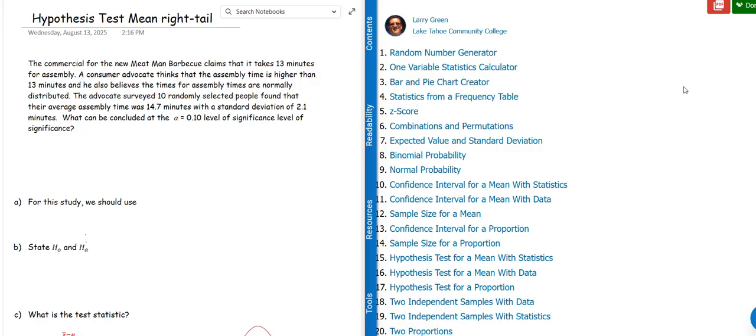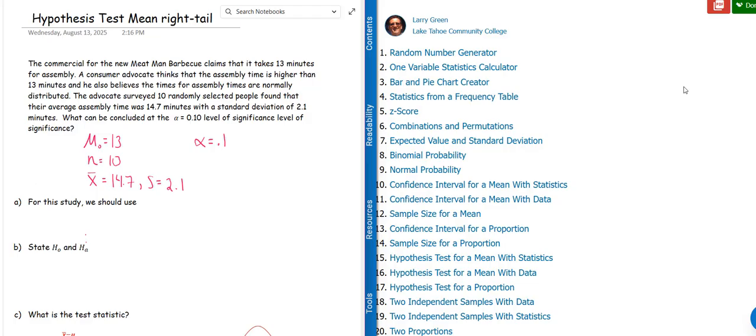The advocate surveyed 10 randomly selected people and found that their average assembly time was 14.7 minutes, with a standard deviation of 2.1 minutes. What can be concluded at the alpha equal 0.1 significance level? Let's write down what we know. We're given that the claimed mean for assembly time, that's mu0, is 13. We have a sample of size 10, and it shows an average assembly time of 14.7 minutes with a standard deviation, S, of 2.1. And our significance level is 0.1.